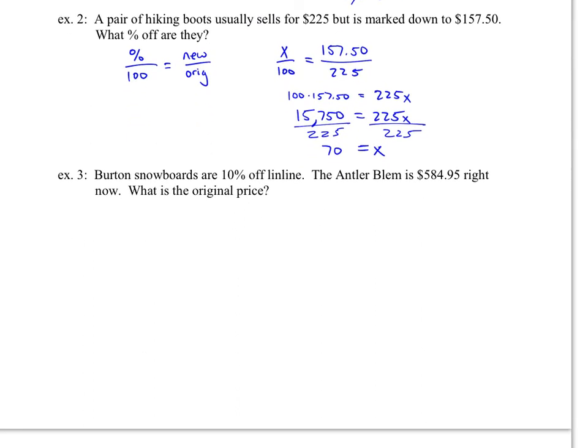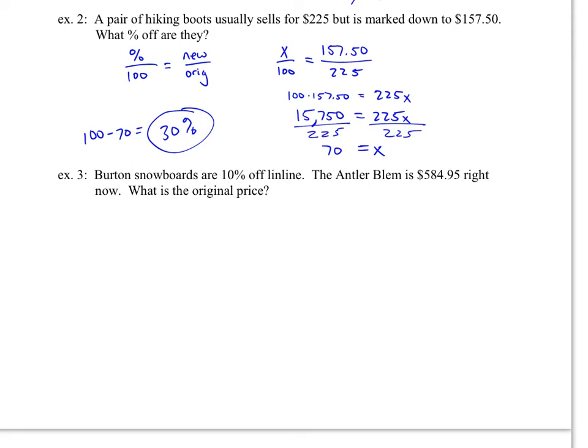So if you paid 70%, how much did you save? So you would have to do 100 minus your 70 equals 30. So you saved 30% because you paid 70. You see why I have to do the subtraction at the end? It's just because the question asks, what percent off are they? It does not ask, what percent did you pay? Those are two different questions.